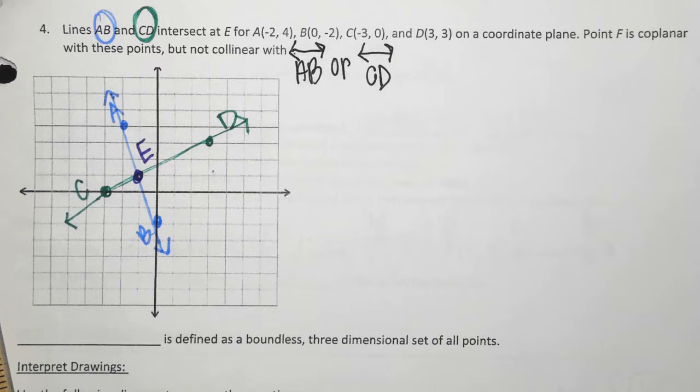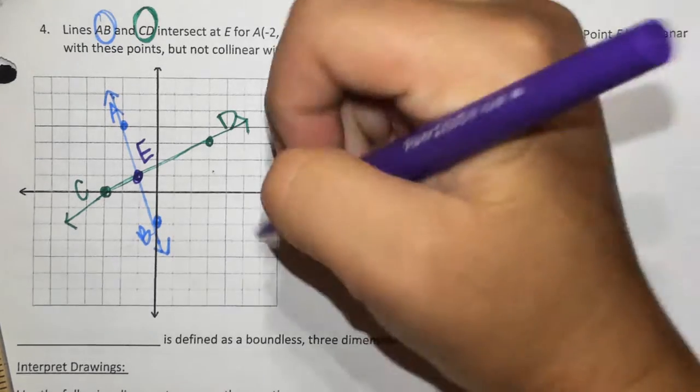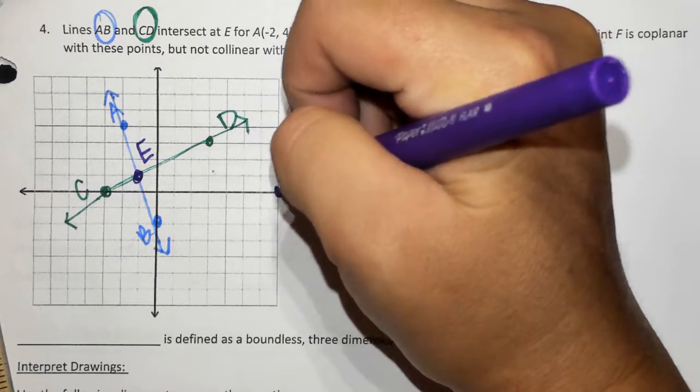Raise your hand if you put F in quadrant 1. Raise your hand if you put it in quadrant 2. 3? 4? Okay, cool. Anywhere.